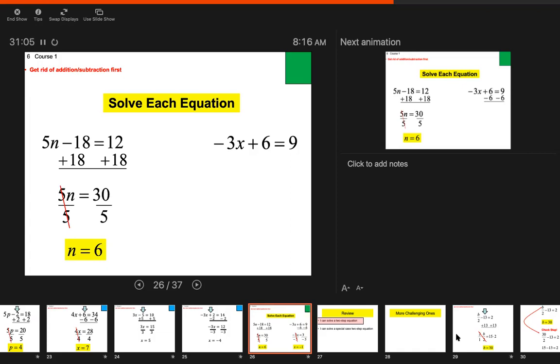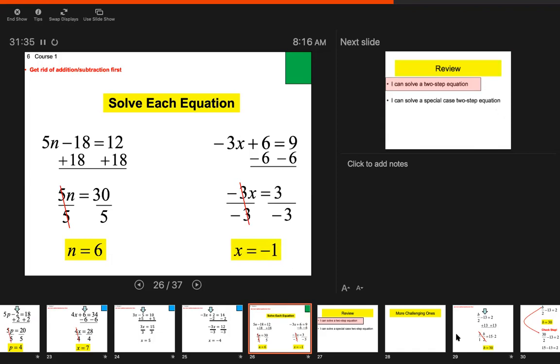Second side. I'm going to get rid of the plus 6 first, so I'm going to subtract 6 from both sides. 9 minus 6 is 3. I said this is the one where you'll make a mistake. Two possible mistakes. You'll think it's attached by subtraction. It's not attached by subtraction, it's attached by multiplication. And secondly, when you divide both sides by the number, instead of putting negative 3, you put positive 3. Drop in the negative. The negative 3's cancel. A positive divided by a negative is a negative, and that's why it's negative 1.